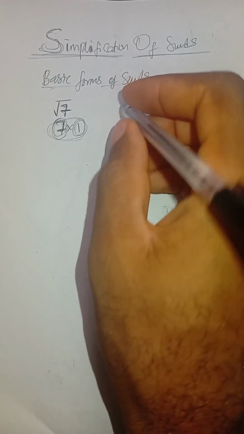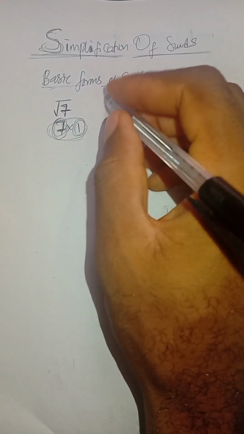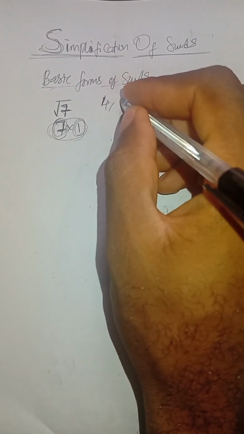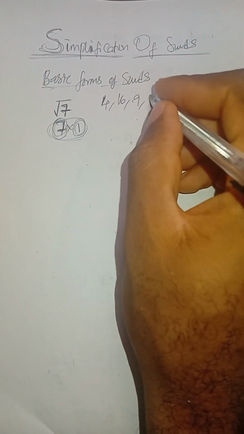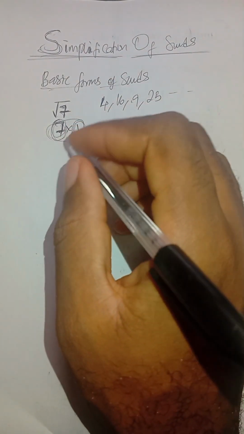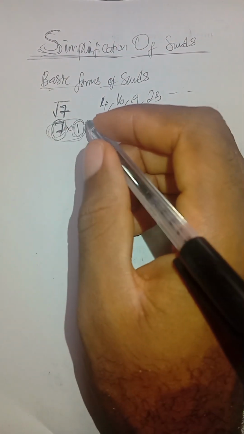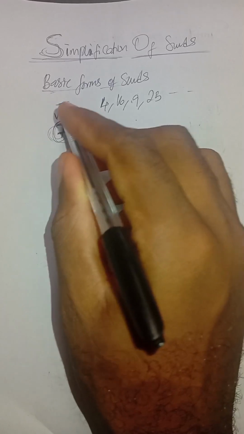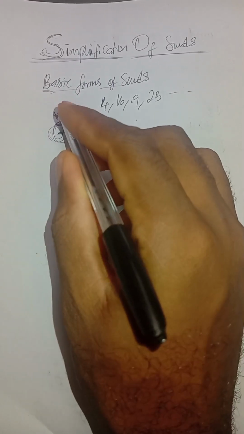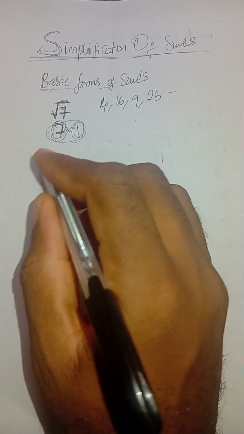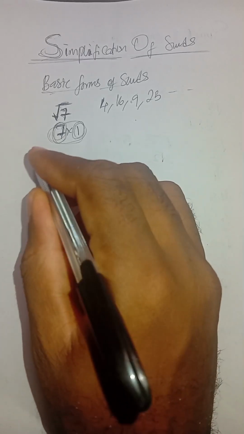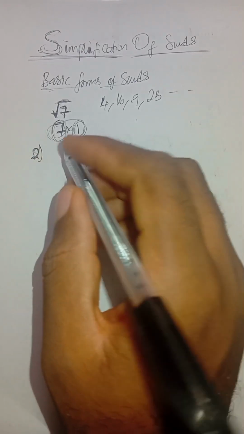What are perfect squares? Before we proceed, what are perfect squares? Well, 4 is a perfect square, 16, 9, 25, and so on. These are perfect squares. So 7 and 1, no perfect squares. So root 7 remains in its basic form. This is the basic form of root 7. And the second question, let's call it question number 2.